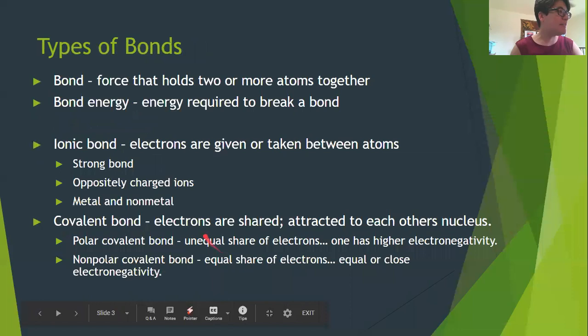So one thing that I didn't mention here with covalent bonds is that they're between nonmetals. That's something you'll want to write down also. Ionic bonds are metal and nonmetal. Covalent bonds are just nonmetals. And then you also would have metallic bonds, which are between just metals.